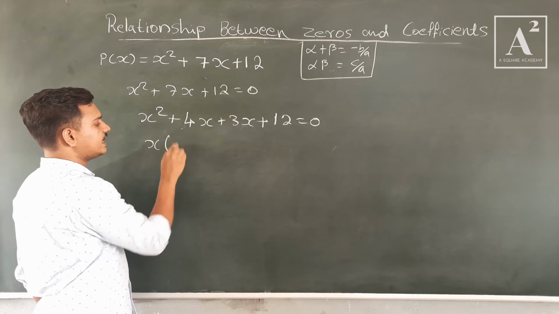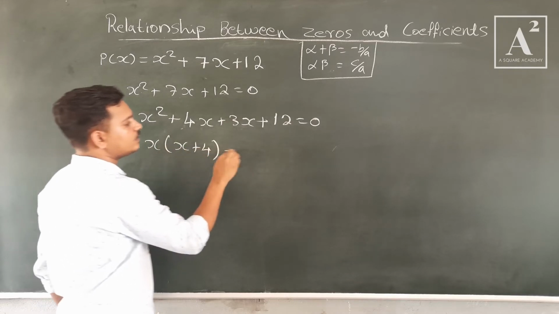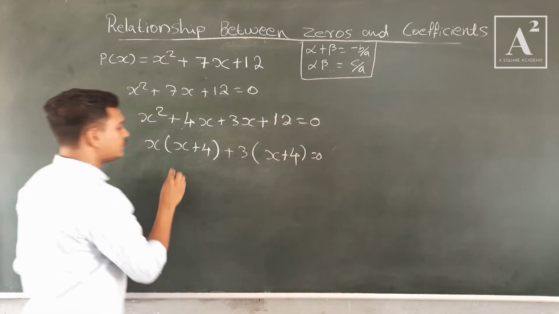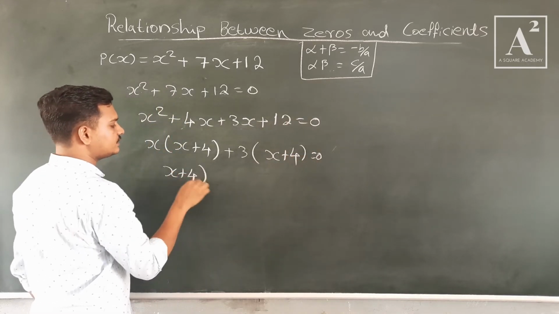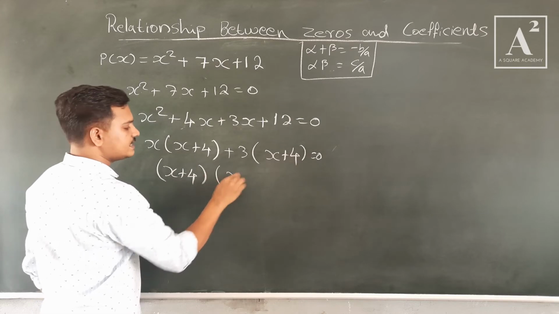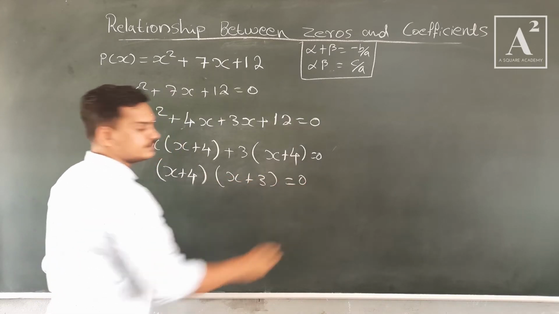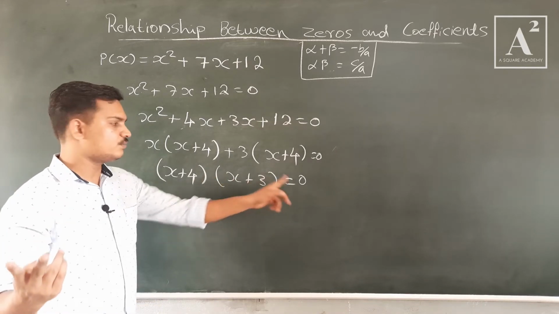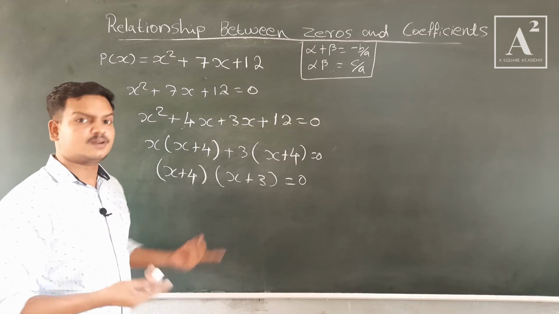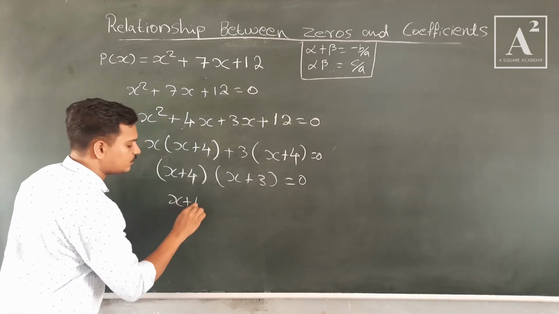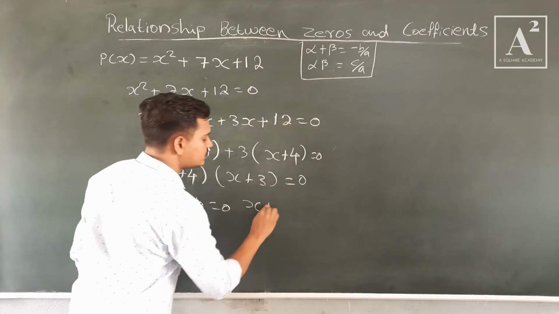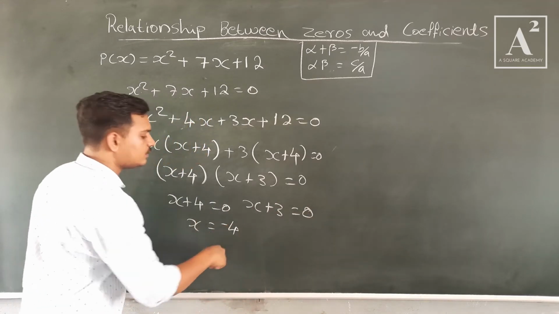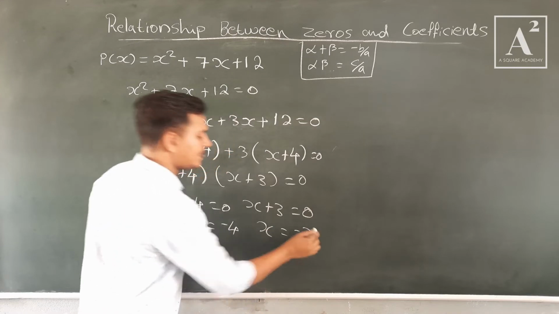Here the common factor is x plus 4, and here the common factor is 3, and x plus 4, that is equal to 0. Now x plus 4 is common outside, remaining is x plus 3, that is equal to 0. As I said before, the product of two numbers is 0, which means the first one can be 0 or the second one can be 0, right? x plus 4 is equal to 0, or x plus 3 is equal to 0. So x is equal to minus 4 and x is equal to minus 3.